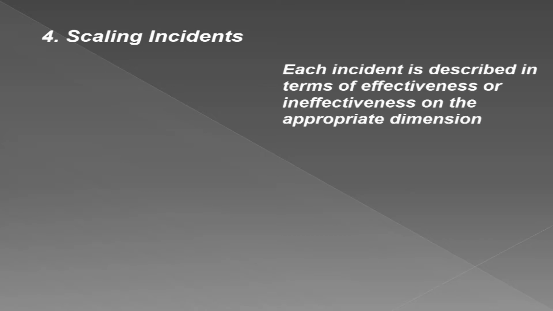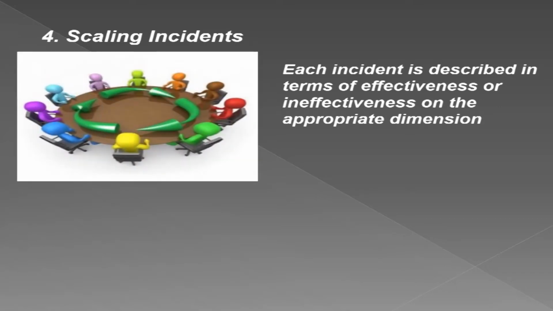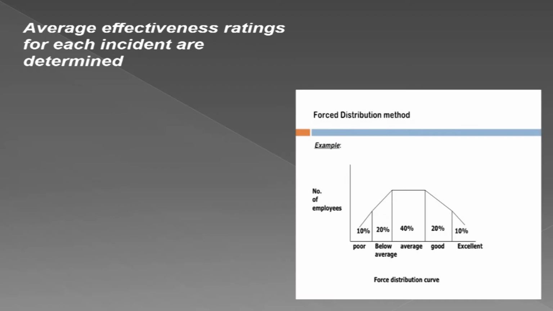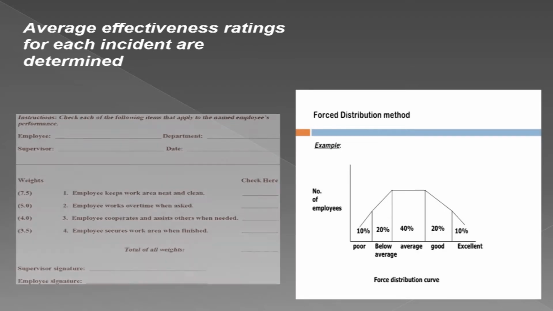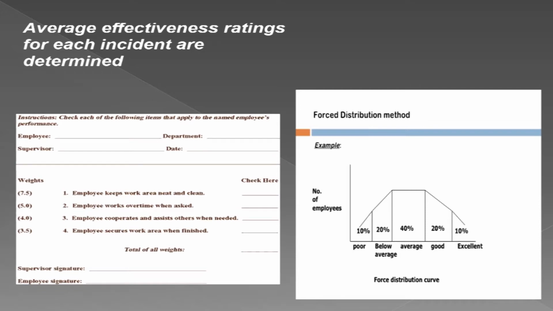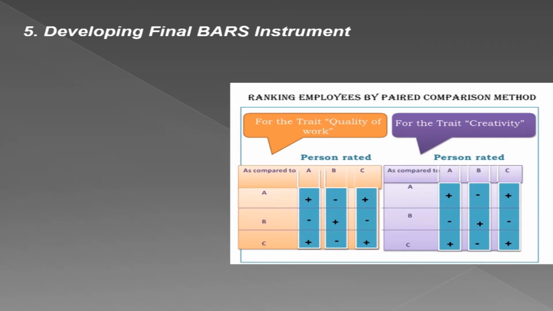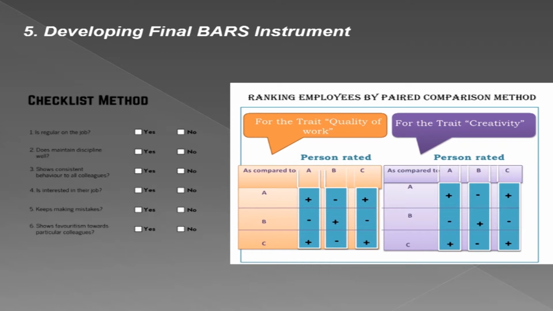The next step is scaling incidents. The same second group as in step 3 rates the behavior described in each incident in terms of effectiveness or ineffectiveness on the appropriate dimension by using a 7 to 9 point scale. Then, the average effectiveness rating for each incident is determined to decide which incident will be included in the final anchored scales. The last one is developing the final BARS instrument. A subset of the incidents, usually 6 or 7 per cluster, is used as a behavioral anchor for the final performance dimension.